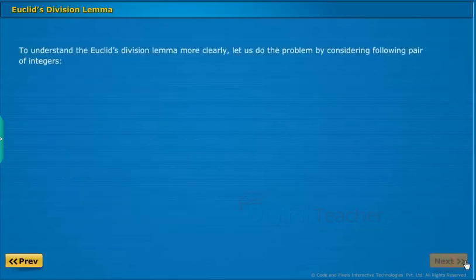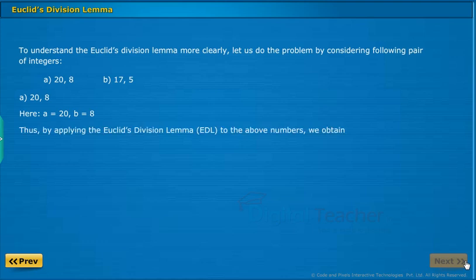To understand Euclid's division lemma more clearly, let us do the problem by considering the following pairs of integers. 20 and 8, and 17 and 5. Consider the first pair, 20 and 8. Here a is equal to 20, b is equal to 8. Thus, by applying Euclid's division lemma (EDL) to the above numbers, we obtain as follows.